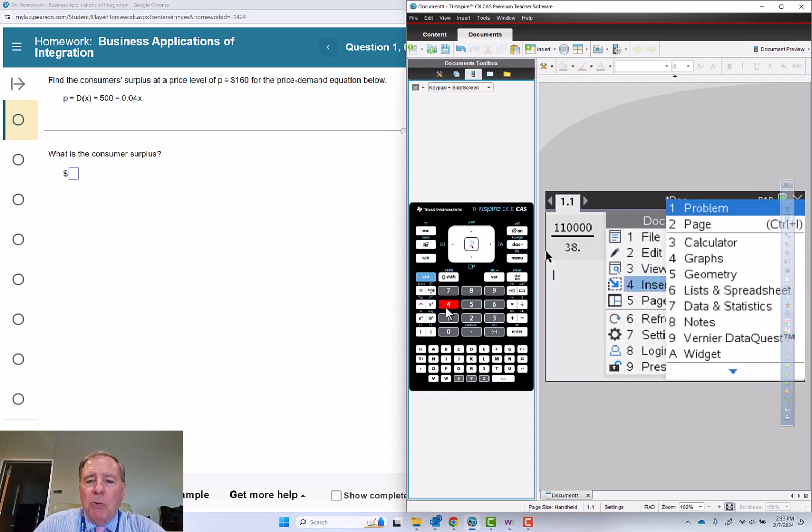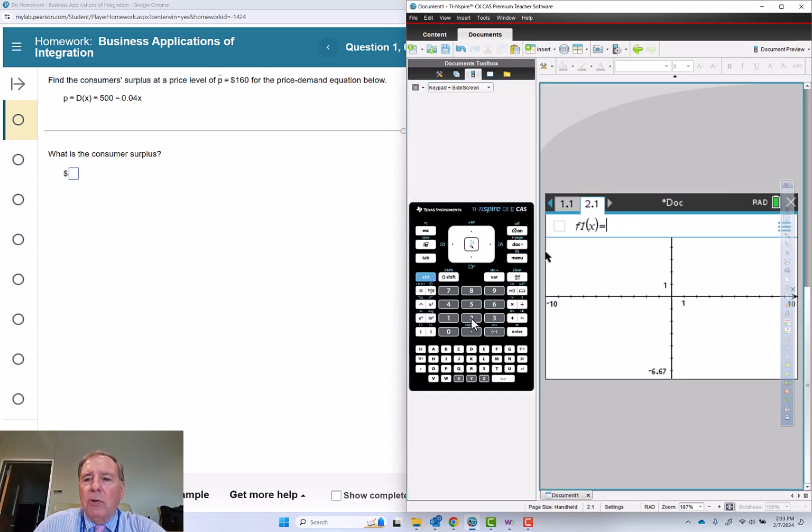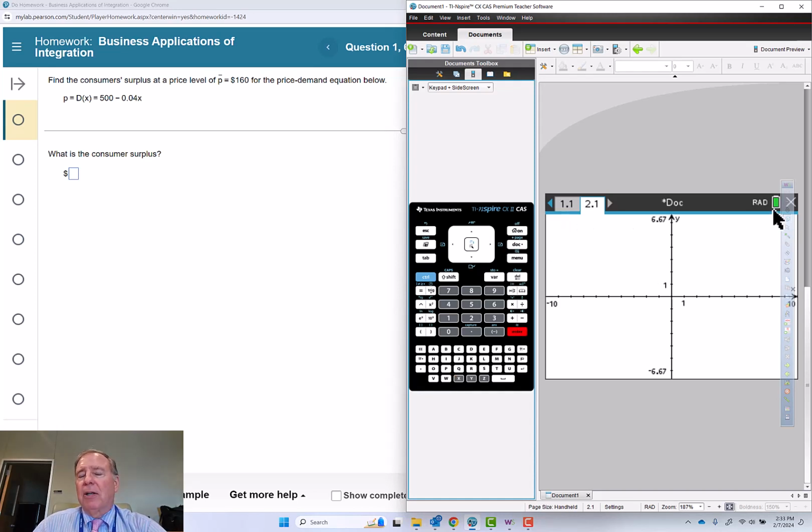Doc, 4, 1, 2 for a new problem and a graph page. 500 minus 0.04x. I'm going to hit enter and I don't see anything. Well, my y-intercept is 500 and my x-intercept is going to be way out to the right. So I've got to figure out what to do for a window.